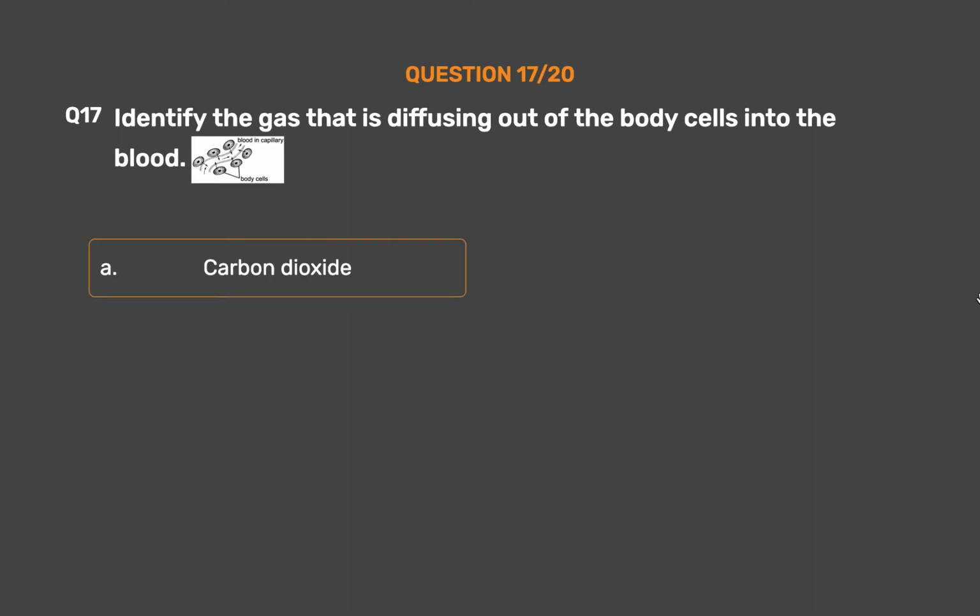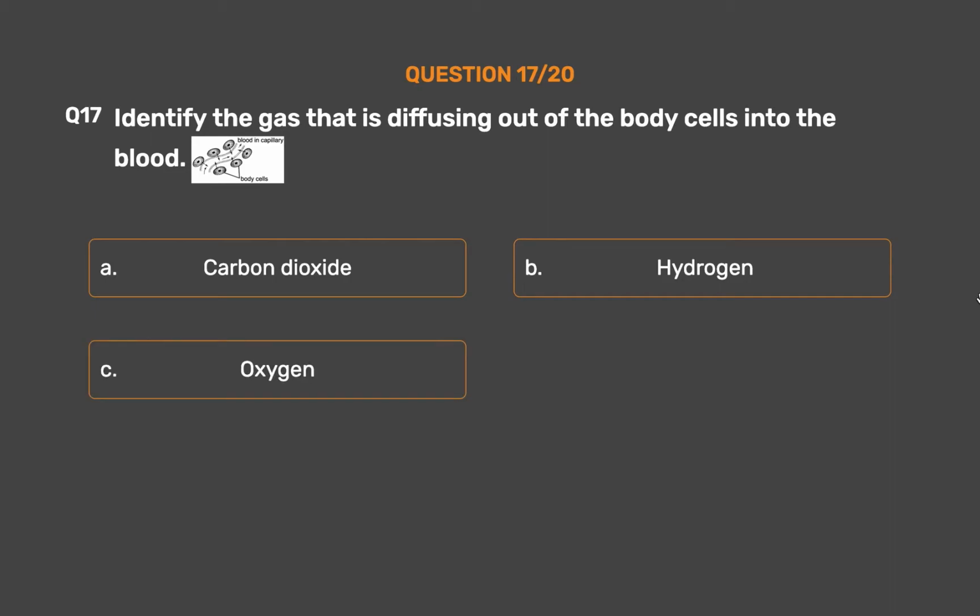Option A. Carbon dioxide. Option B. Hydrogen. Option C. Oxygen. Option D. Carbon monoxide.